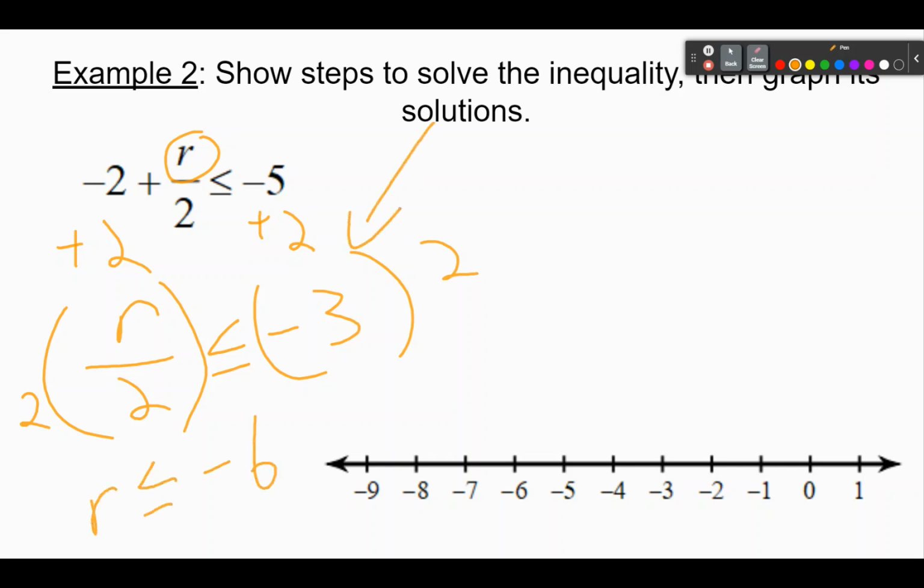Even though there is a negative number here, you're not multiplying both sides by that negative number, so there's no reason to flip the inequality. Is this an open circle or a closed circle? It needs to be a closed circle because it could be -6. Is 0 less than or equal to -6? It's not. 0 is greater than, so it's going to go this way.